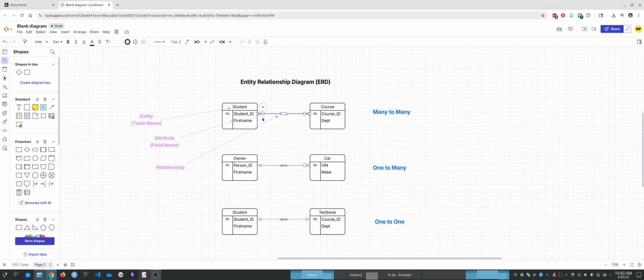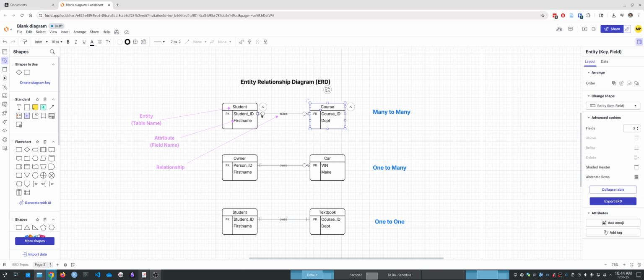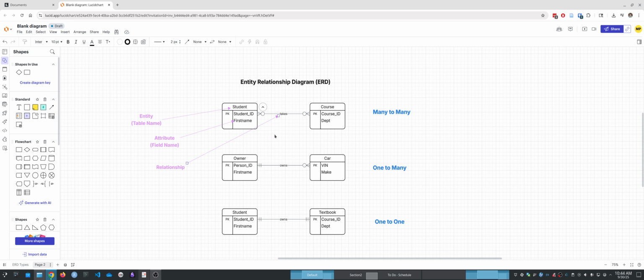And these we'll get into later. You'll see these little symbols here. This is why they call it the crow's foot methodology. This basically just means that if I have a course, there can be 0, that's what that O means, to many, that's what that crow's foot means, students that can take that course. If I have a student, there can be 0 or many courses that they take. So a student can take 0 or many courses. And that's how we're going to define the relationship between two entities.